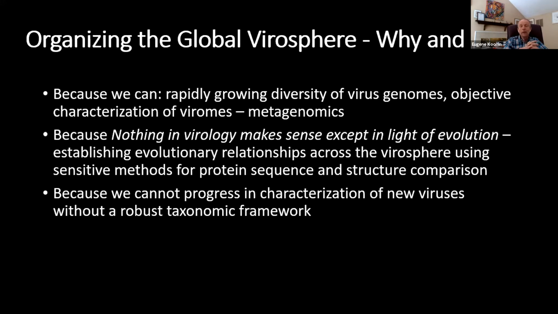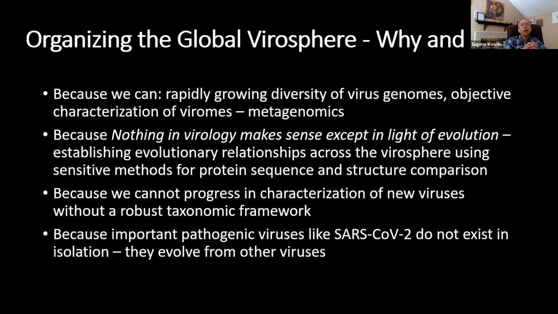Then we must do that. We simply must do that, because otherwise, all this new diversity is in vain. We cannot progress in characterization of new viruses without a robust classification taxonomic framework rooted in the established evolutionary relationships within the virosphere. And finally, last but not least, because the important pathogenic viruses, such as, for example, SARS-CoV-2, cannot evolve in isolation. They evolve from other viruses. And if we want to understand them for the long haul, we must look at these deeper evolutionary relationships.